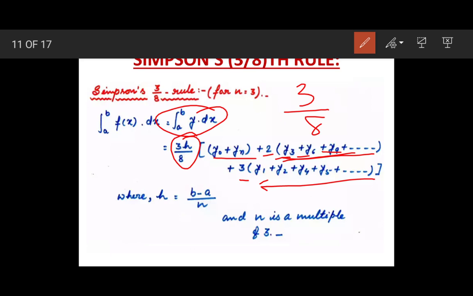That means y1, y2, then y3 will come here. Here it will be y4, y5, then y6 will be here. Then y7, y8, then y9 will be here, and so on. So once again, the formula is 3h upon 8 into first value plus last value plus 2 into multiples of 3, that means y3 plus y6 plus y9 plus so on, plus 3 into remaining terms. Remaining terms means y1 plus y2 plus y4 plus y5, and so on.